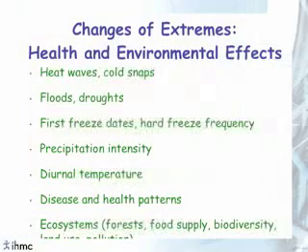Now, I've talked mostly about the changes of the means, but we can expect changes in the extremes. For example, heat waves. We've already done studies on the number of heat waves that will probably take place over the next 50 or 60 years. And cold snaps, speaking about, and floods and droughts. The freeze dates will change.